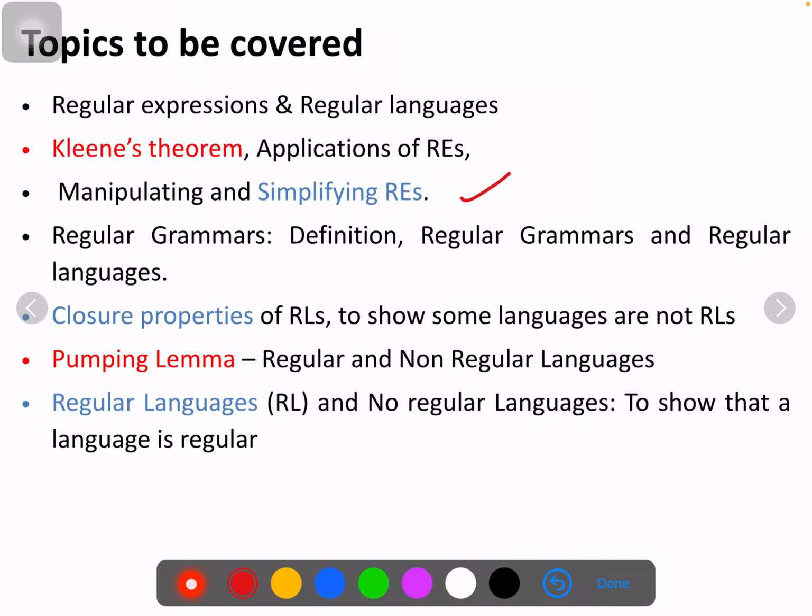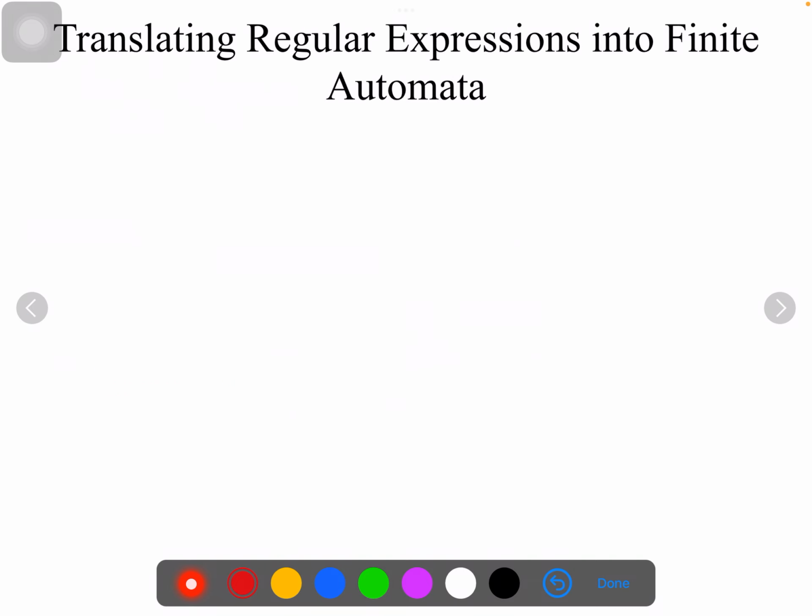And another point is regular language. Here we are showing whether a language is regular or not by using the pumping lemma. These are the major topics we'll be covering in this module. Let us start the introduction.